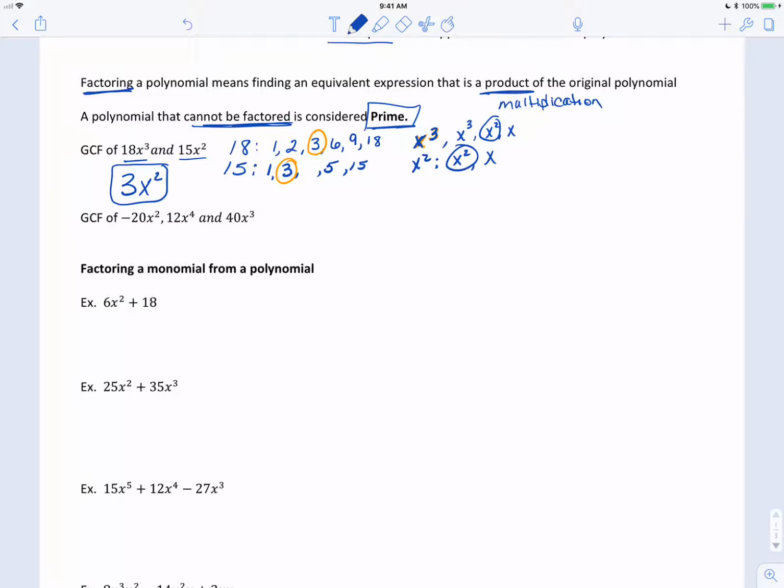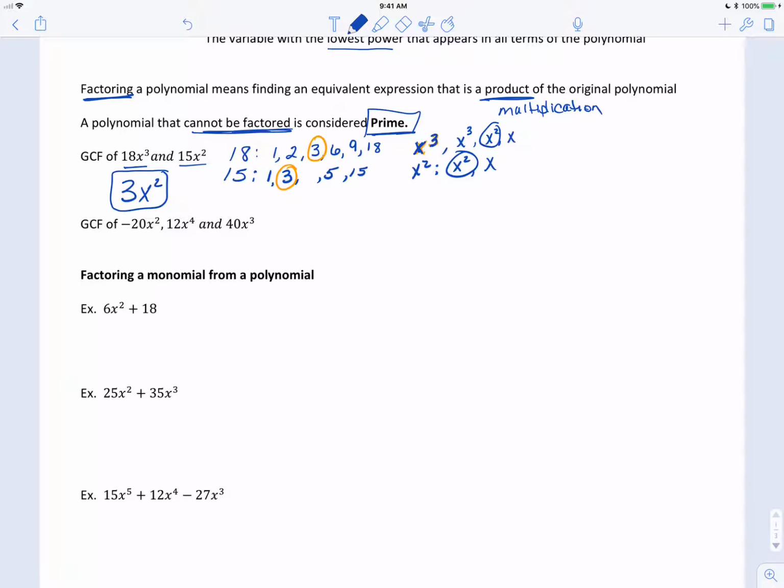Okay, so let's look at some more. All right, now we're given 3 numbers, so we've got to think about factors of negative 20, factors of 12, and factors of 40. Okay, so let's see, we can list any of these as negative, so we're just going to list all of our factors of 20. So we have 1 times 20, 2 times 10, and then 4 times 5. So those are all the factors of 20.